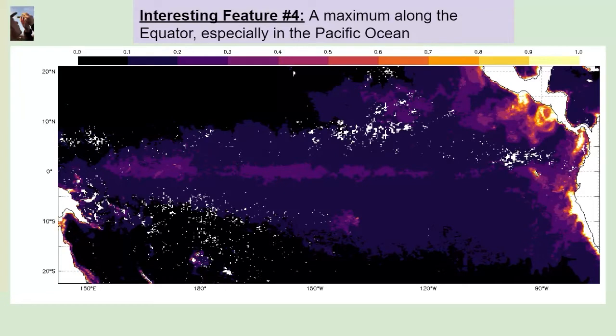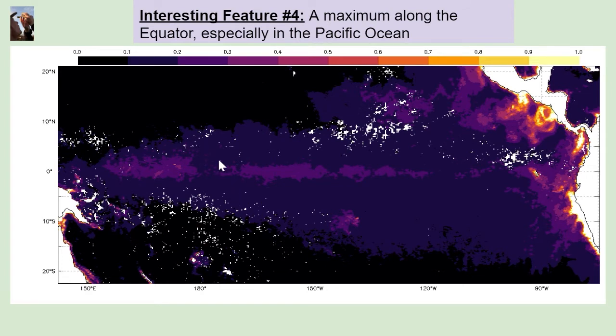The last interesting feature is a thin area of maximum chlorophyll concentration values along the equator. This maximum is especially visible in the Pacific Ocean. Here is a map zoomed in along the equator in the Pacific Ocean, extending from South America on the right to Indonesia off the map to the left. You can see that if you follow along the equator, there is a maximum value of chlorophyll concentration. This is another interesting feature in the map.